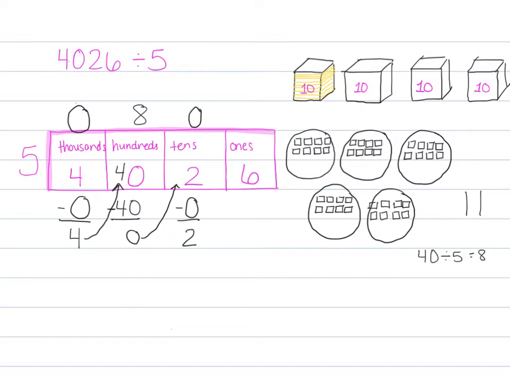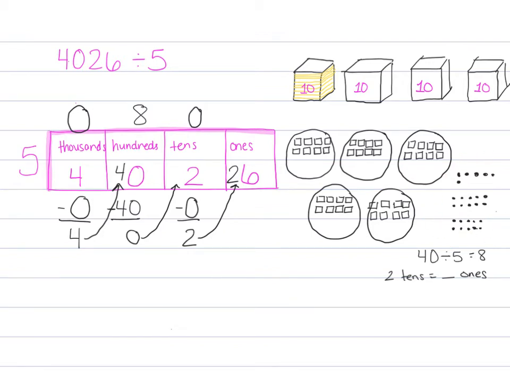If we regroup these 2 tens, how many ones are in 2 tens? There's 20 ones. So we're going to regroup our 2 tens into the ones. We already have 6 there, so now we have 26 ones. Here I've regrouped the 2 tens into ones, and here are the 6 ones that I already had in the ones place. There we have 26 ones.